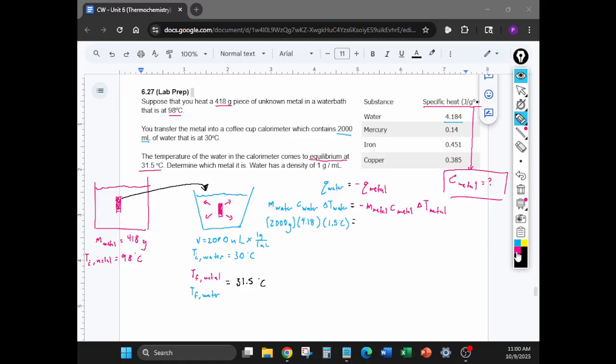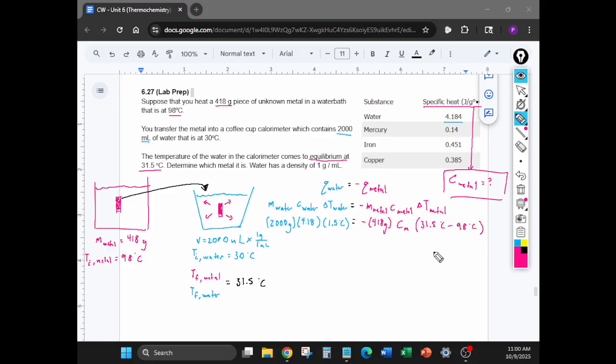Let's go to the metal side. The metal is going to start with a negative sign. And then the mass of the metal, we said, is 418 grams. We don't know the specific heat of the metal. That's what we're trying to find. So I'm going to write C, and I'll abbreviate it Cm just to show that it's a metal. For the temperature change of the metal, I'm going to write this one out for you guys. Temperature change is always final minus initial. So the final temp is 31.5 degrees Celsius minus 98 degrees Celsius.